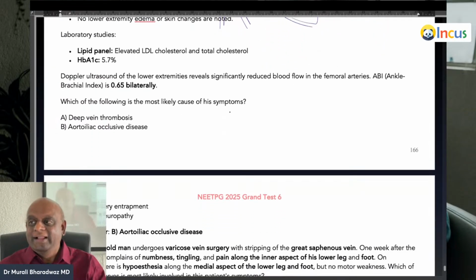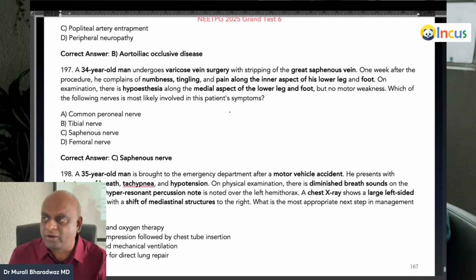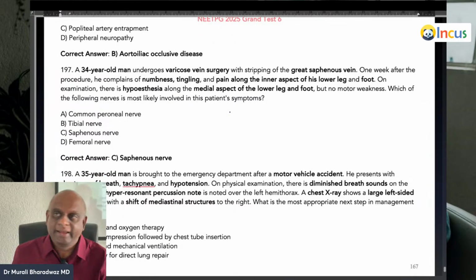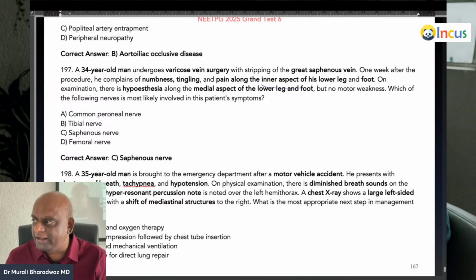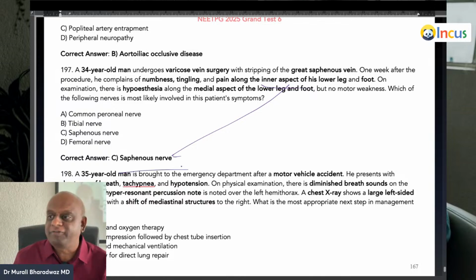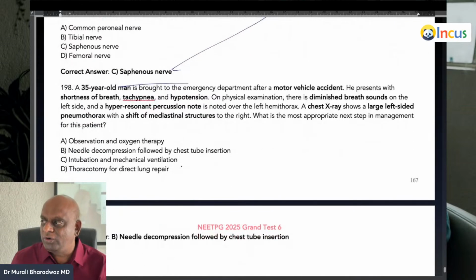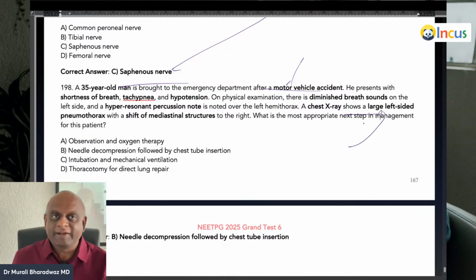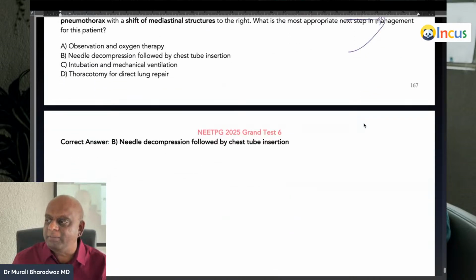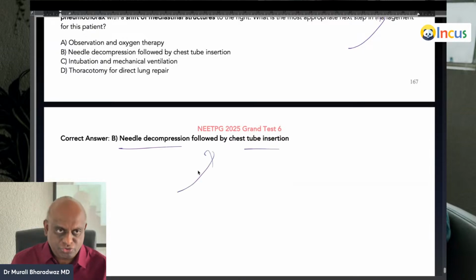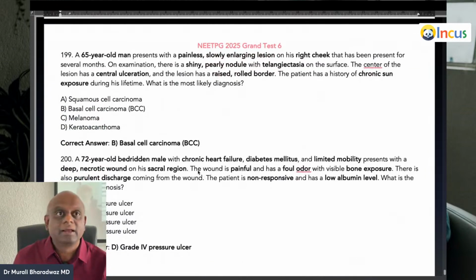Right? So now, 34-year-old man, after varicose vein surgery, has numbness and tingling along the inner aspect of the lower limb: saphenous nerve. 35-year-old in a motor vehicle accident, chest X-ray shows left-sided pneumothorax. You need to do needle decompression followed by chest tube insertion.